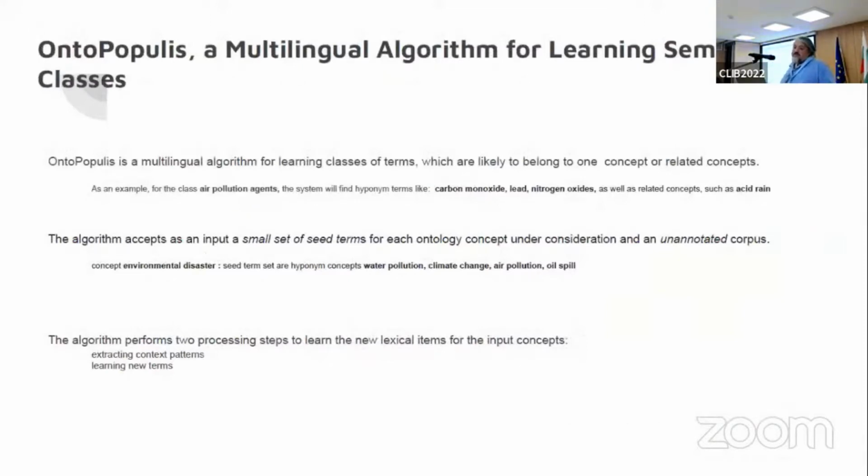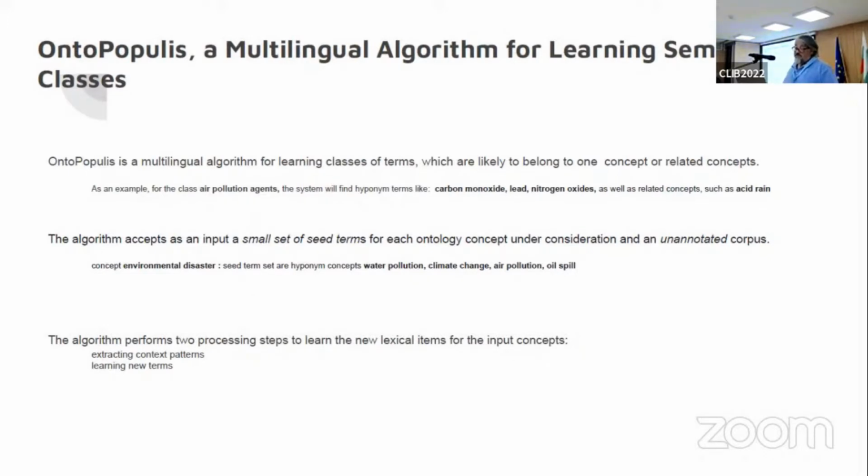So this system, OntoPopulis, is a weakly supervised multilingual algorithm for learning semantic classes. It is using a not annotated text corpus, and the input for each semantic class is, for example, a set of terms which belong to this semantic class. So it's kind of few shot learning. For example, if we want to learn the class air pollution agents, our system will find hyponyms of these concept terms like carbon monoxide, lead, nitrogen oxides, and also related concepts such as acid rain.